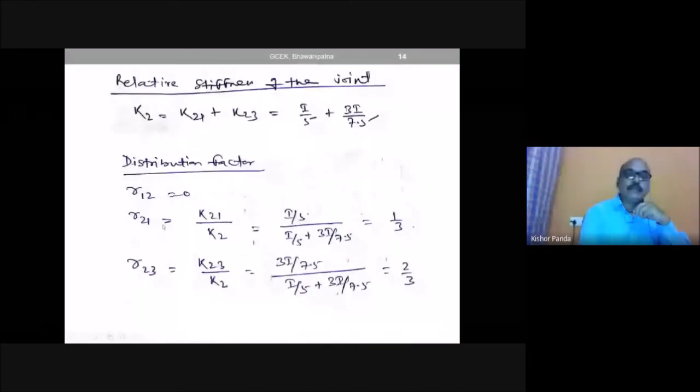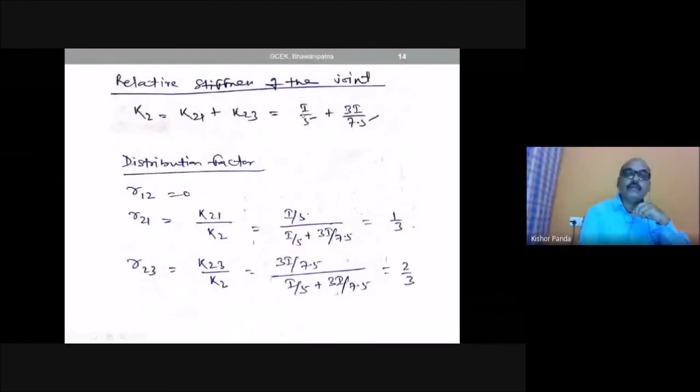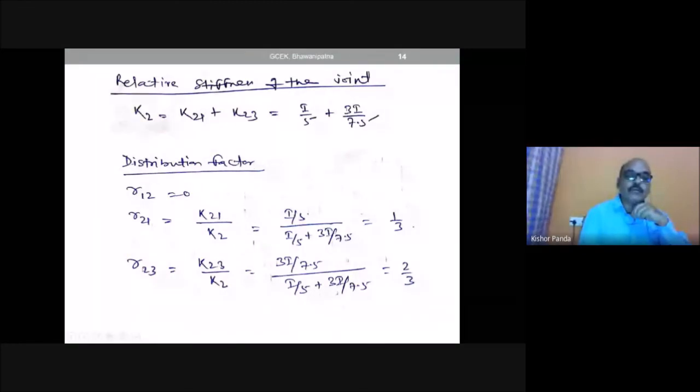R21 is your K21 by K2. K21 is already I by 5, and K2 is the relative stiffness of the joint. So after simplifying, you will get the distribution factor for R21, for member 2-1.